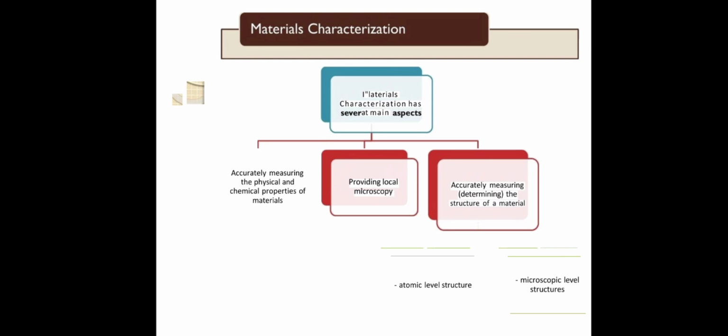Today we are going to see about applications of material characterization. Characterization has several main aspects: accurately measuring the physical and chemical properties of materials, providing local microscopy, accurate measuring, and determining the structure of materials.